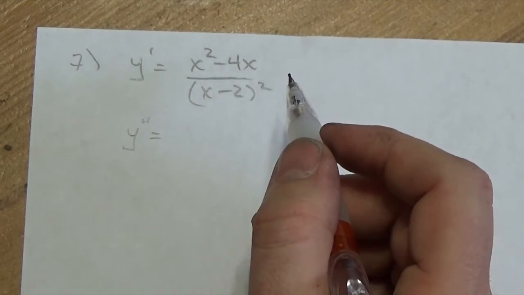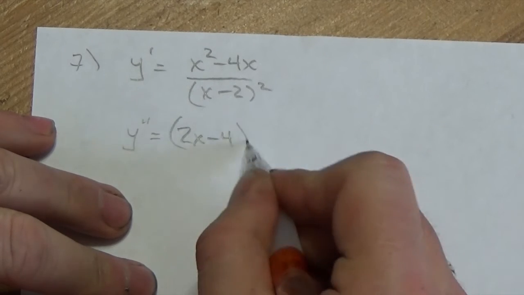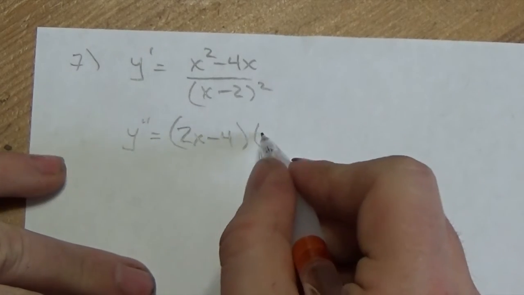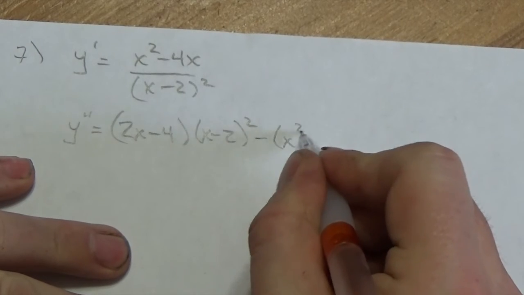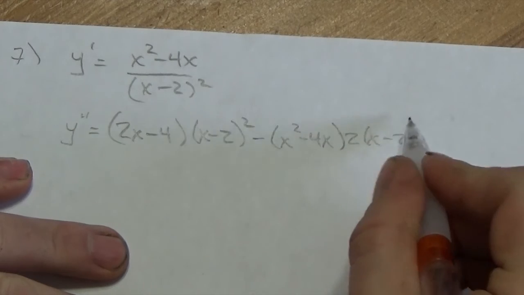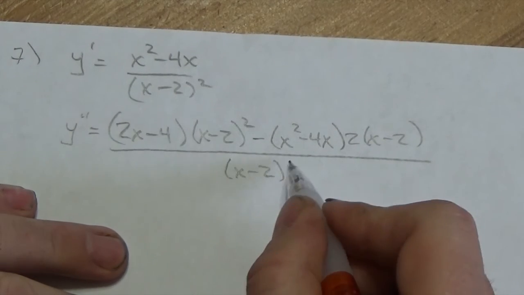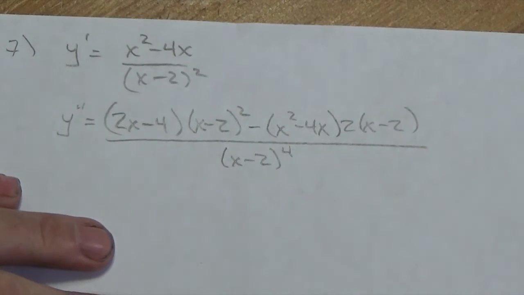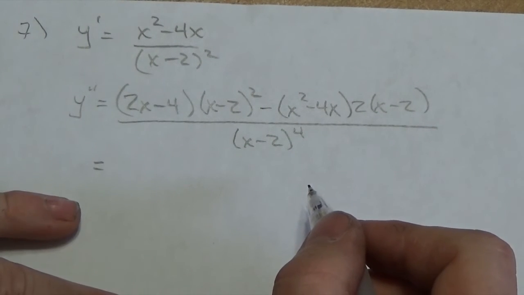Almost done here. That is going to be 2x minus 4. That's the derivative of the numerator, multiplied by x minus 2 squared, minus the numerator, multiplied by the derivative of the denominator, that's kind of big and bulky, over x minus 2 squared squared, to the fourth. All right, what can we take out here?